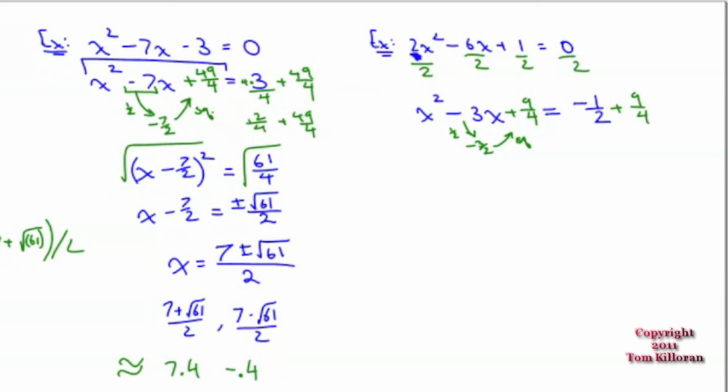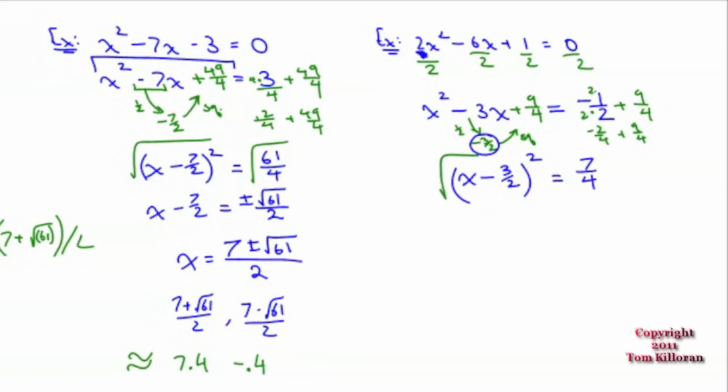So what does the left-hand side become? x minus 3 halves. It's always that half number. That's why I like writing it down. So it's x minus 3 halves, all squared, is equal to, common denominator? 4. So I have to multiply top and bottom of the 1/2 by 2. So this is negative 2/4 plus 9/4. 7/4. So this side becomes 7/4.